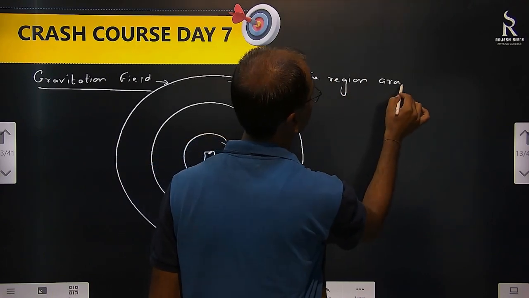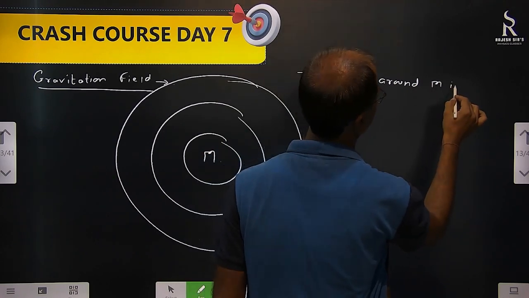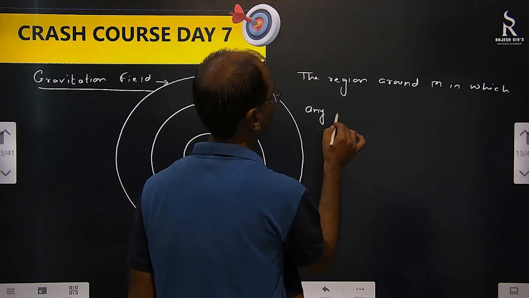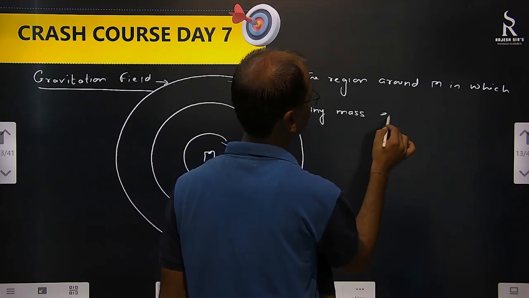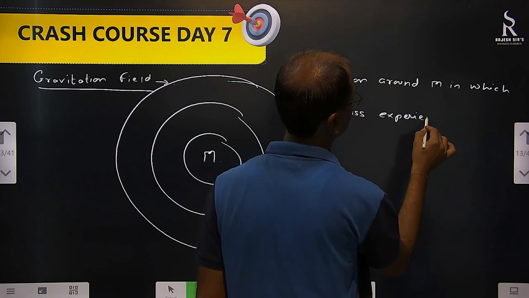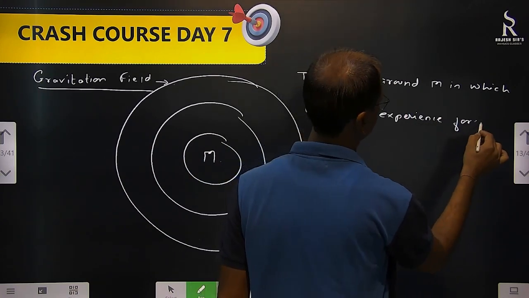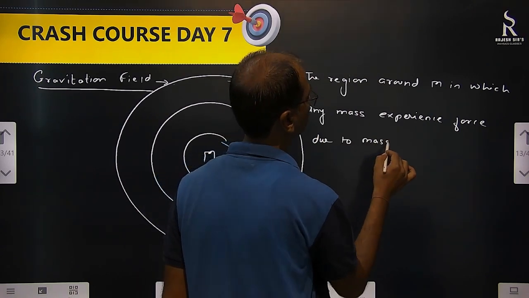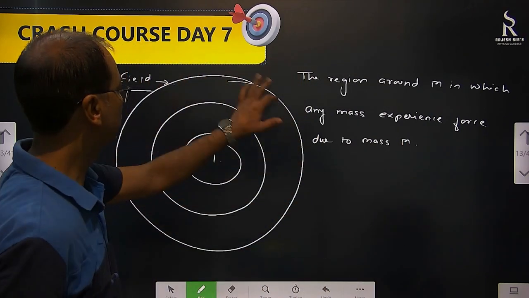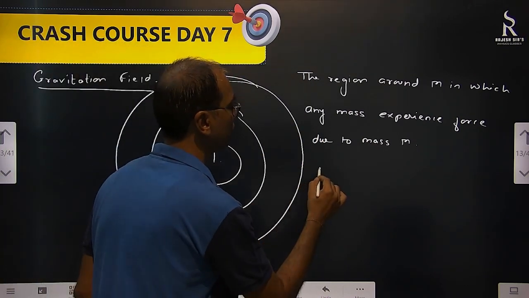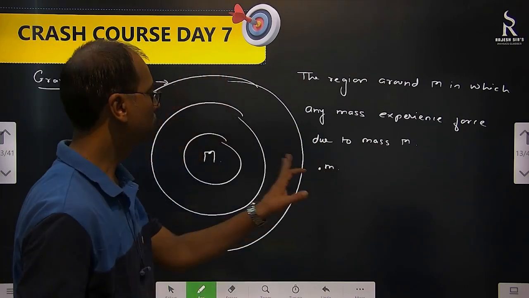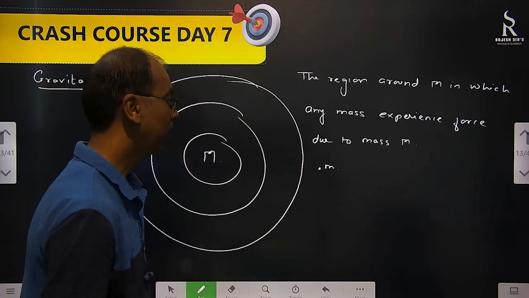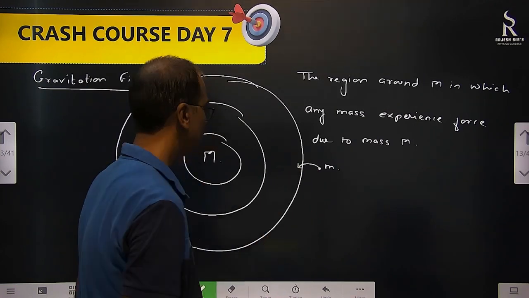The region around M in which any mass experiences force due to mass M. Now suppose its region is this only and you brought one mass over here. This is not going to experience any force because of this, so that means you are out of the gravitation field of this. But as you bring it in, there will be force.